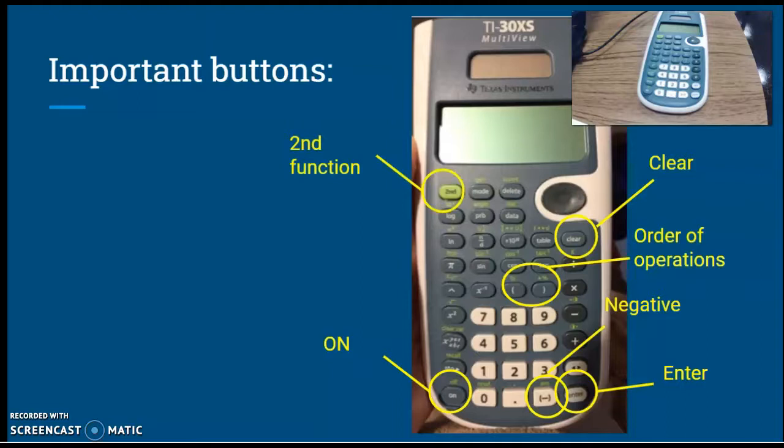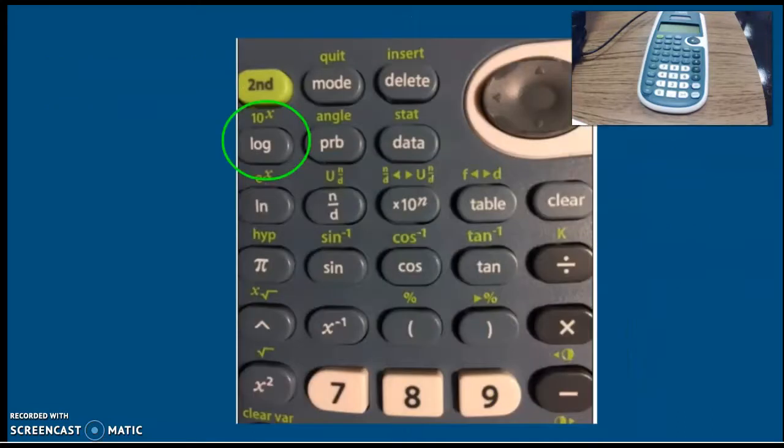All right, and then this second function key is also going to be critical for us. If you notice, all the buttons on your calculator have a main function, which is written in white on the actual button, and then above that, written in green, is its second function. So in order to access those functions, you need to hit that second button first. All right, and then finally, the wheel with the little arrows, this moves your cursor on the screen. So we'll get to that in just a minute.